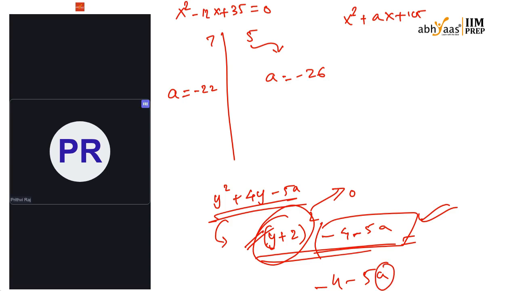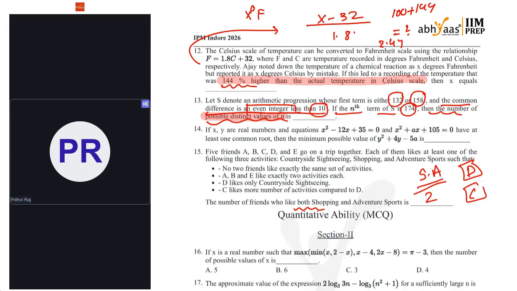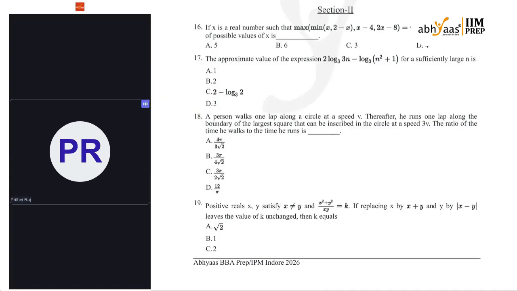Given the values of a, −22 and −26, what is the maximum value? Not −26, so −22 will be the maximum. Putting a = −22, I'll get 106 as the answer. You can try it with −26 also, you'll get 126. So 106 is the right answer. With that I conclude the short answer question section.